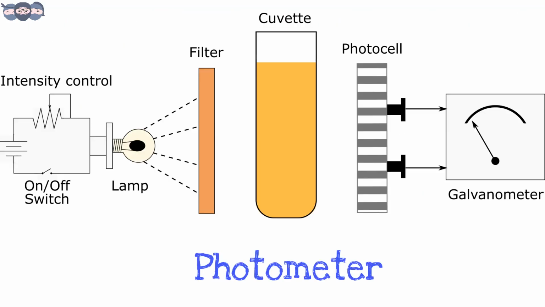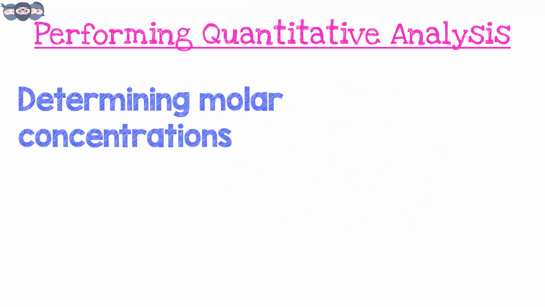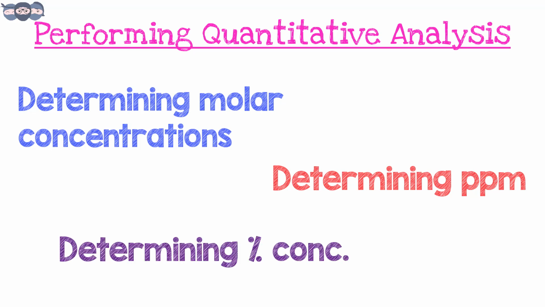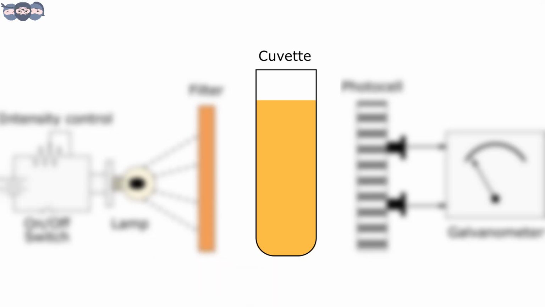The first instrument that we will be studying is a photometer. The basic principle of operation of photometer is the Beer-Lambert's law. A photometer or a colorimeter is employed to perform quantitative analysis of a given analyte. The sample is normally in a liquid state. The sample is placed in a test tube, a cuvette, which is kept in the sample holder of the instrument.